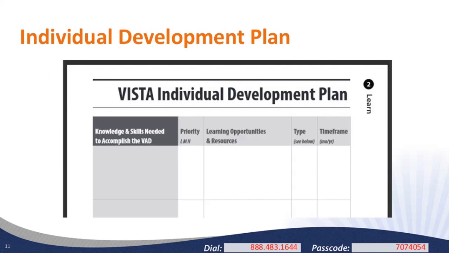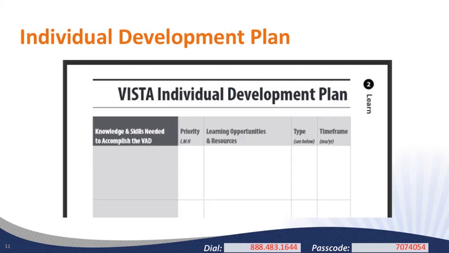So during your pre-service orientation, you looked closely at your VAD and began identifying the knowledge and skills that you'll need to accomplish it. An individual development plan is a great tool for capturing this information and identifying some specific learning activities that you can undertake. If you started developing a plan during your PSO and you have it handy, you might want to take a look at it now. If you don't have one, you can download a copy from the VISTA Campus, and the link will be posted there in the chat.